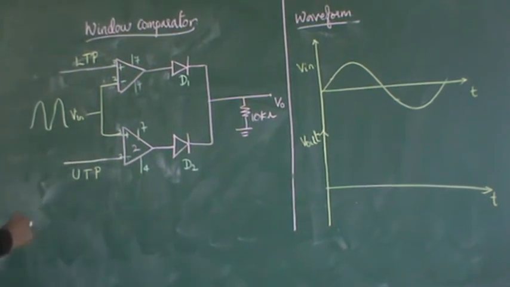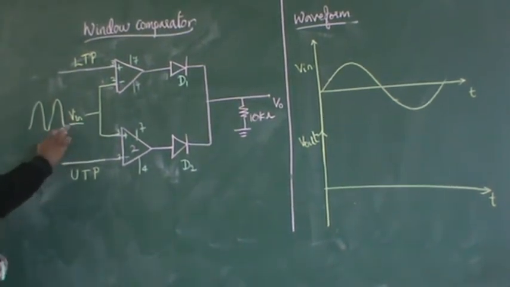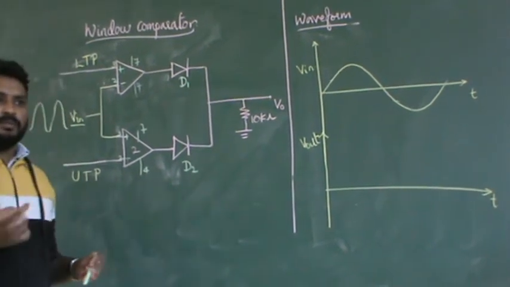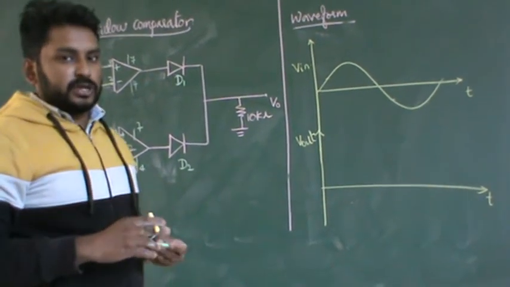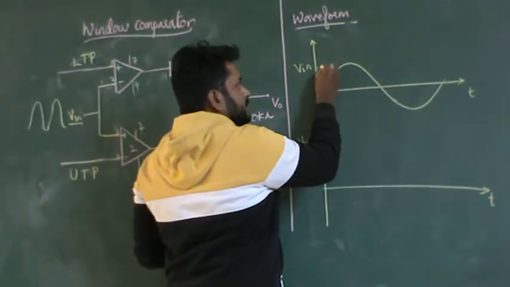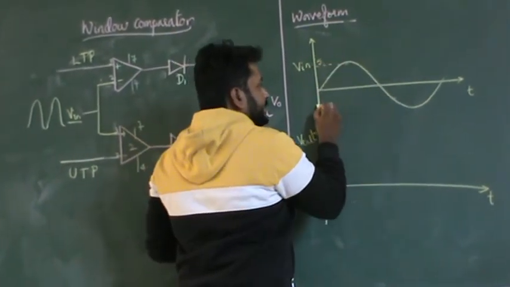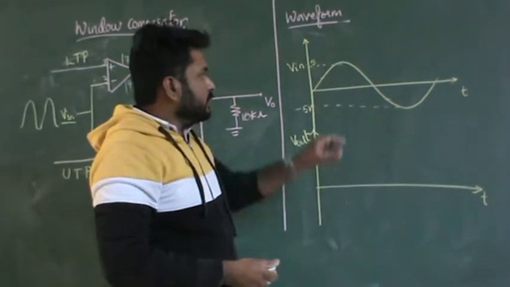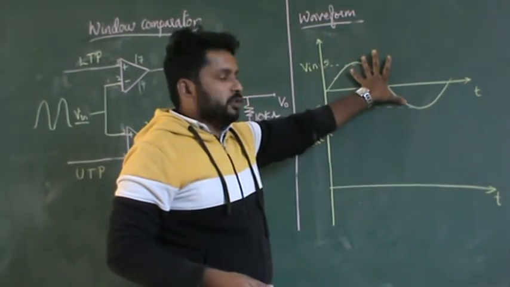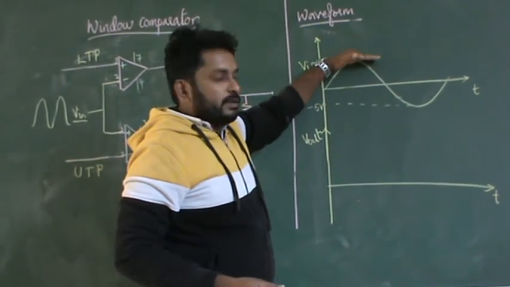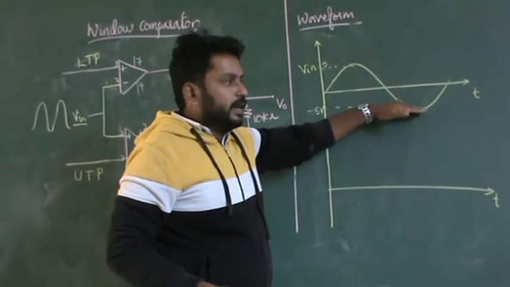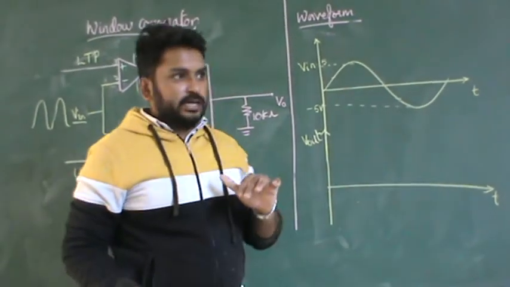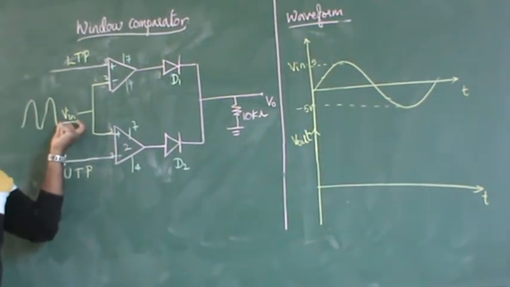Now, the input voltage that we are applying here is a sinusoidal waveform, and the amplitude of that sinusoidal waveform is 10 volts. So this will be 5 volts and here it will be minus 5 volts. Peak to peak means, from this peak to this peak it is 10 volts. Here it will be plus 5, here it will be minus 5, but from peak to peak it is 10 volts. So a 10 volts peak to peak sinusoidal waveform is applied as the input voltage.